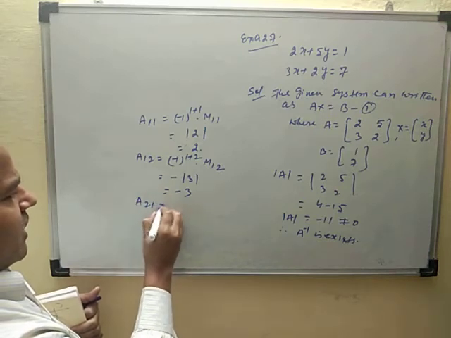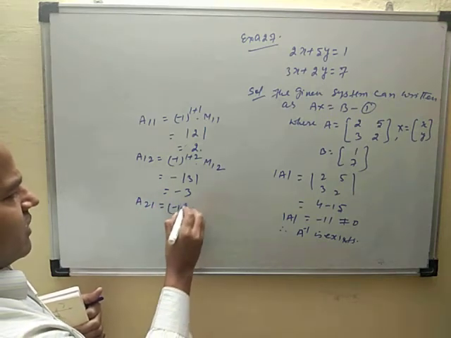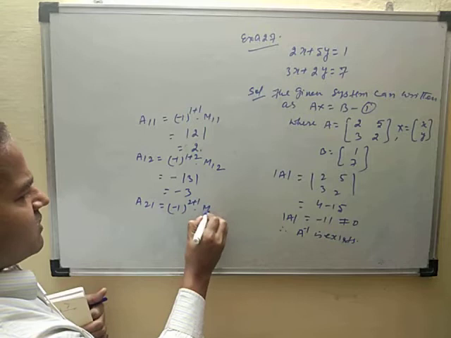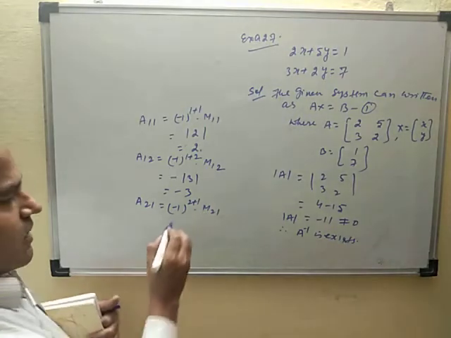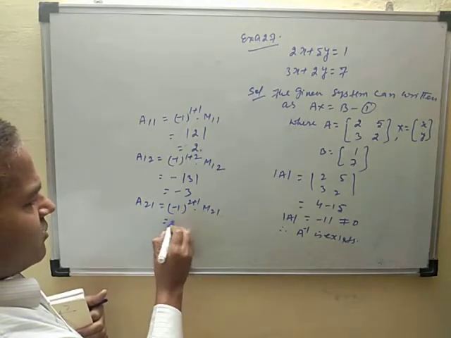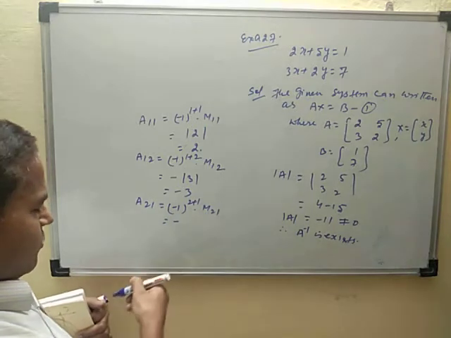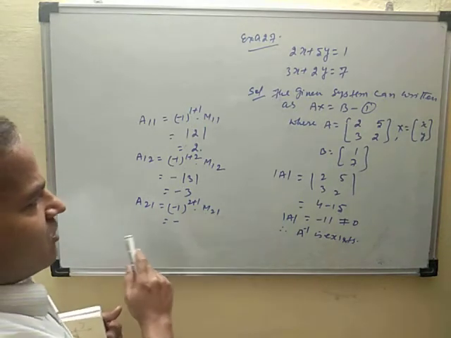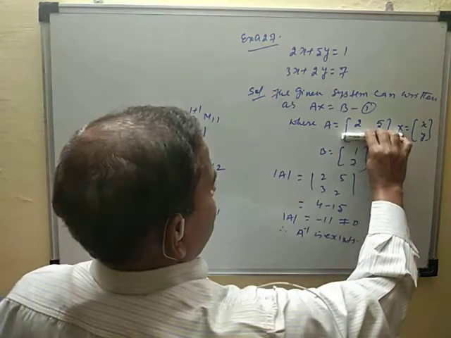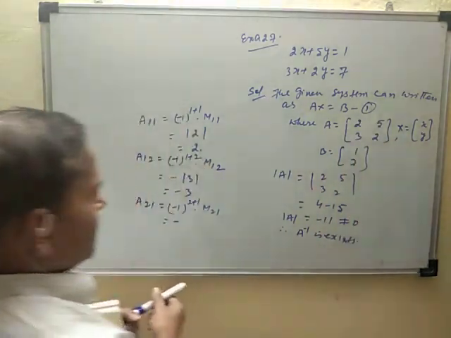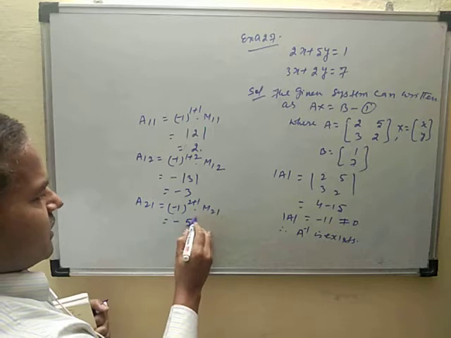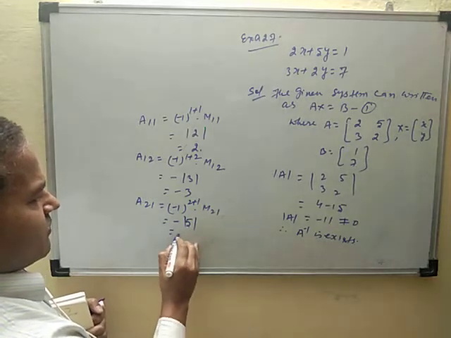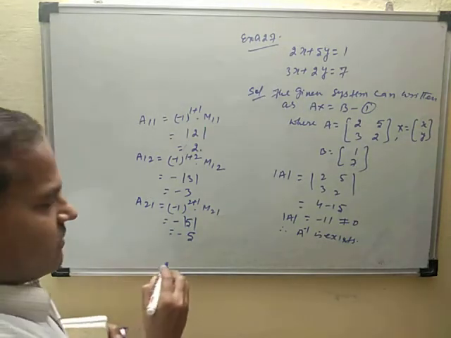Now find A21. So minus 1 to the power 2 plus 1 into M21, and minus 1 to the power 3 also is minus, and M21 is delete second row and first column. Second row and first column. So the remaining element is 5, that is determinant of 5. So the value is minus 5.